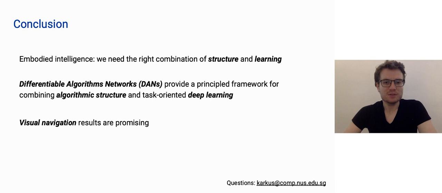So in conclusion, we believe that scaling embodied intelligence will need the right combination of structure and learning. DANs provide a framework that encodes the structure of algorithmic computation and their connected models in a single computation graph and trains them in a task-oriented manner. We showed some promising early-stage results on visual navigation, performing close to the best in 2 navigation challenges.